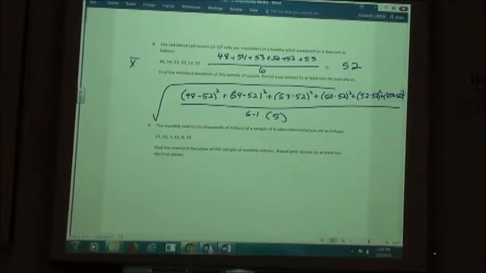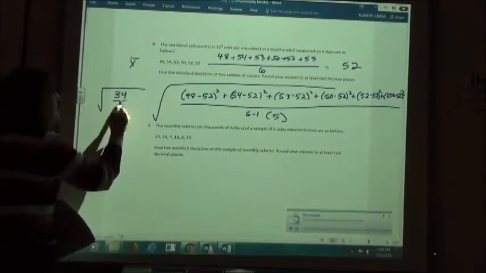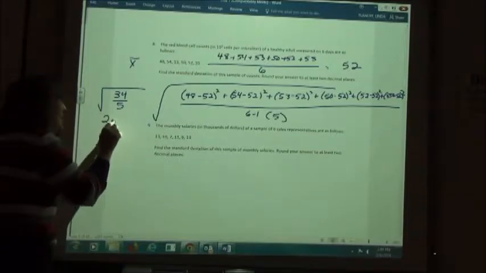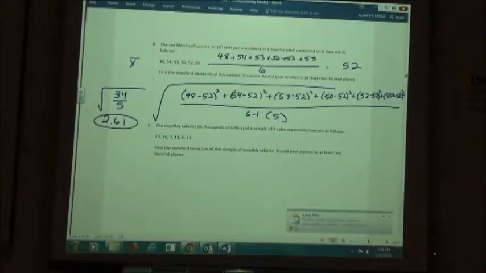It'd be 34. You got 34? So 34 over 5, we got to do the square root of 34 fifths then. That's the same thing we had before, so we got to get the same answer then. 2.61, right? They won't all come out to that.